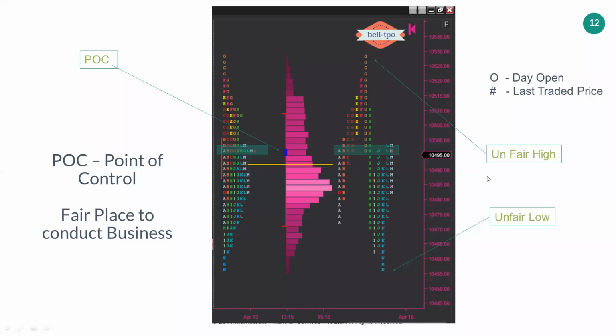The day's high, we call that an unfair high or an unfair low, because price is not spending more time over there, and it often has the habit of mean reverting back towards the point of control, right? So at the day's high or the day's low, we always call that an unfair high or an unfair low.